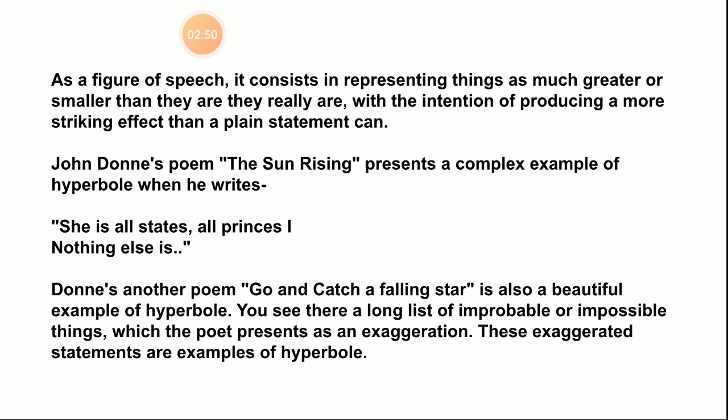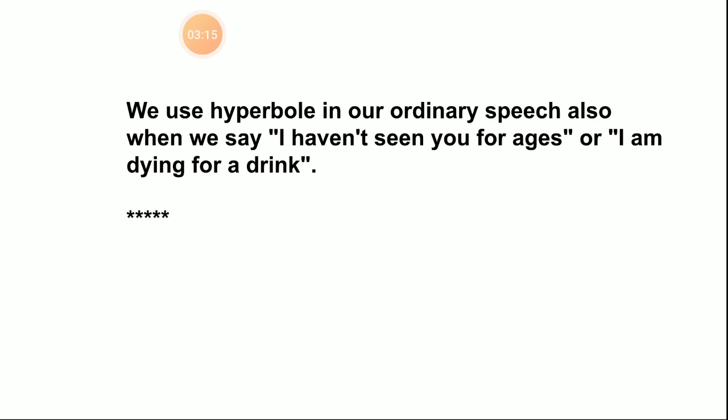Donne's another poem, which is there in your course, Go and Catch a Falling Star, is also a beautiful example of hyperbole. You see there a long list of improbable or you can say impossible things which the poet presents as an exaggeration. These exaggerated, बढ़ा चढ़ाकर कहे गए statements are examples of hyperbole.